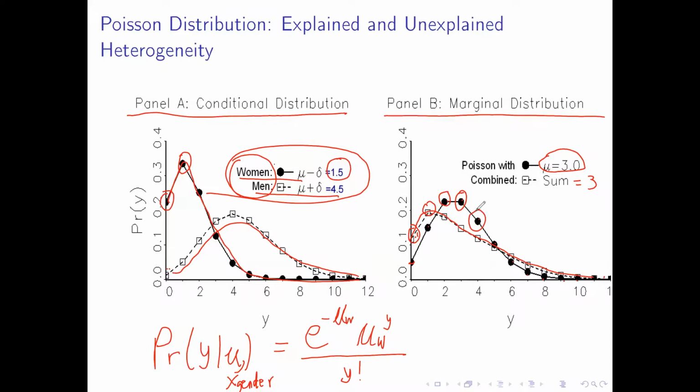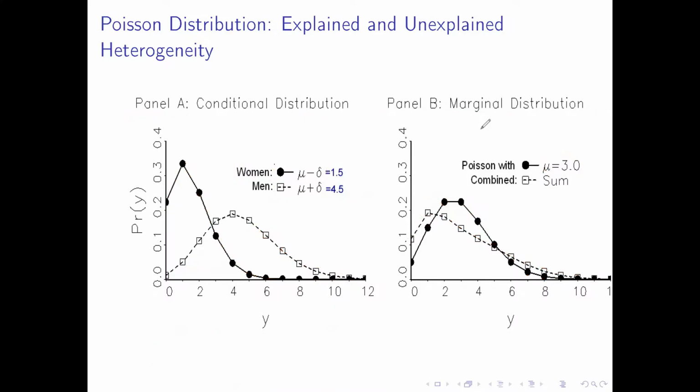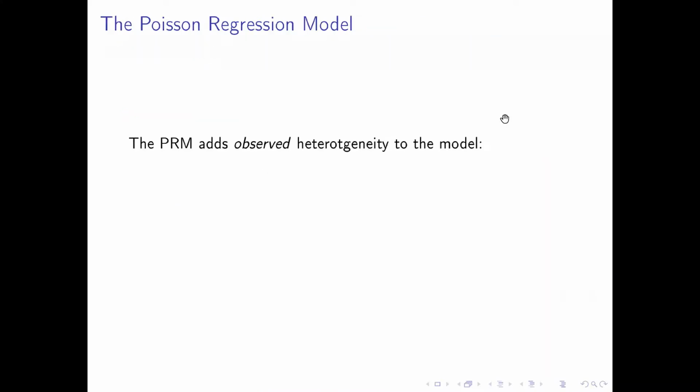And this graph, panel A and panel B, shows the utility of explaining observed heterogeneity. Basically, in this case, it is known individual characteristics. So what the Poisson regression model does is add what's called observed heterogeneity to the model. When we say observed, it means information we have in our sample.